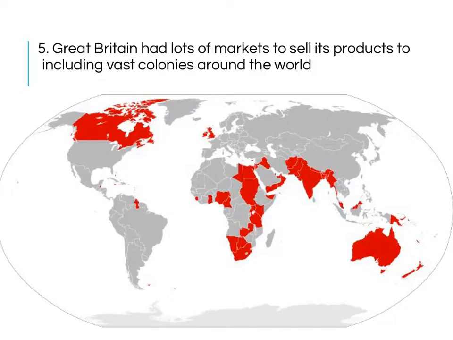And then lastly, Great Britain had lots of markets to sell its products to throughout the world. So all the red areas are either Great Britain or its colonies. And you can see there's just lots of places where they're going to be able to take their goods and sell them to people.